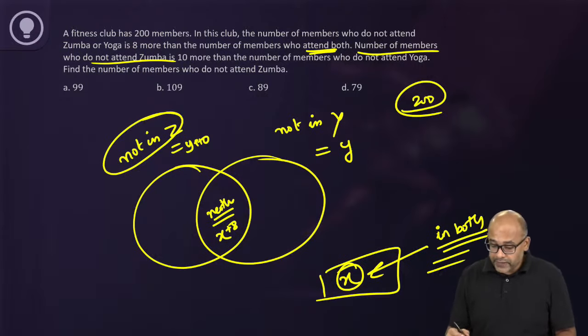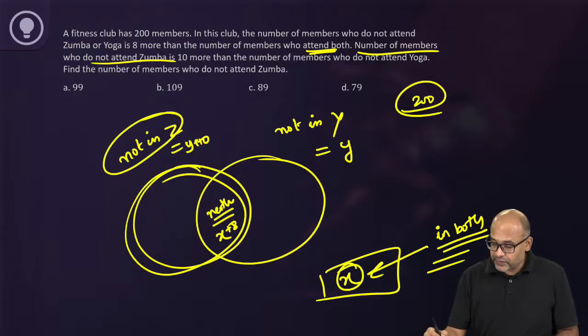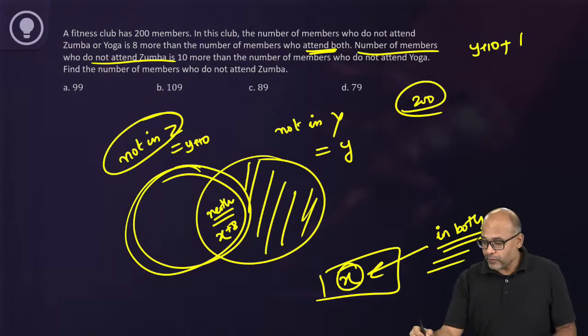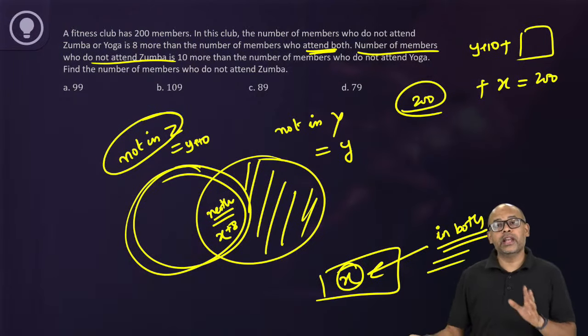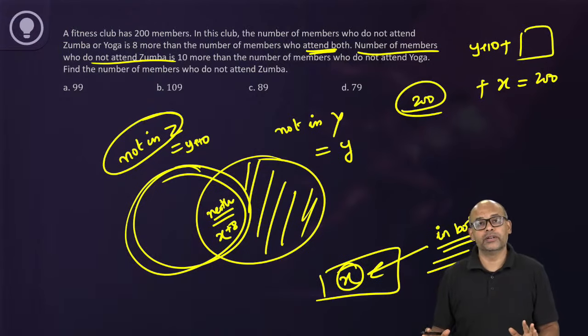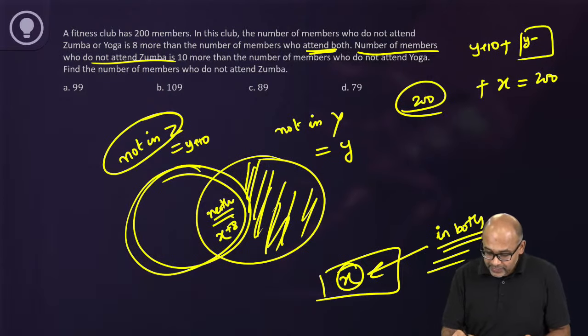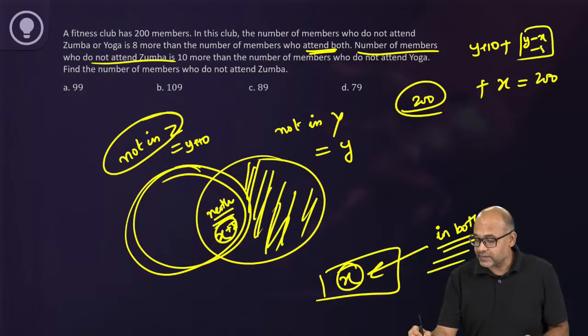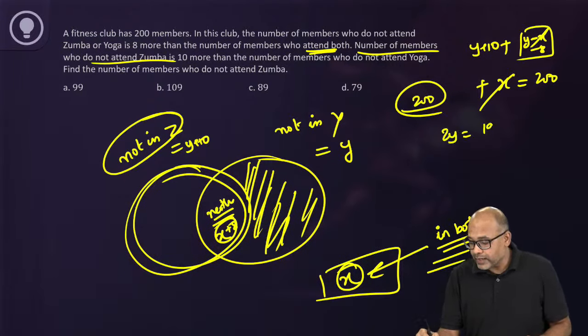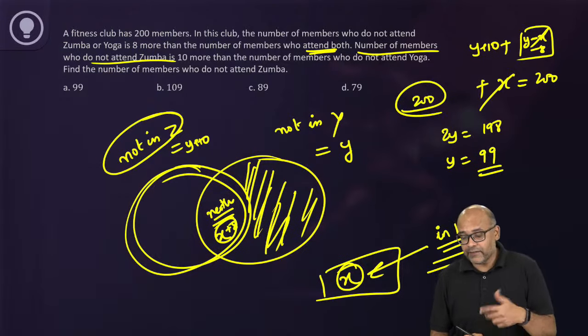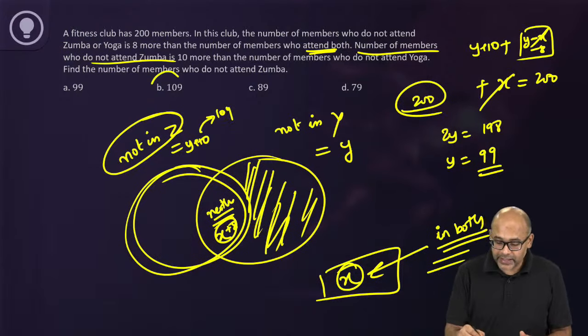That's okay. Now we know that this circle, which is Y plus 10, plus this part, whatever that part is, plus outside X, should add up to 200. Do you agree? In any Venn diagram, when you add everything, it should add up to 200. Now what is this part which I am shading here? It is Y minus X plus 8. So Y minus X minus 8. This should add up to 200. So X will get cancelled. You will get 2Y equal to 198. So you will get Y equal to 99. If Y is 99, then Y plus 10 will become 109. And that is your answer.